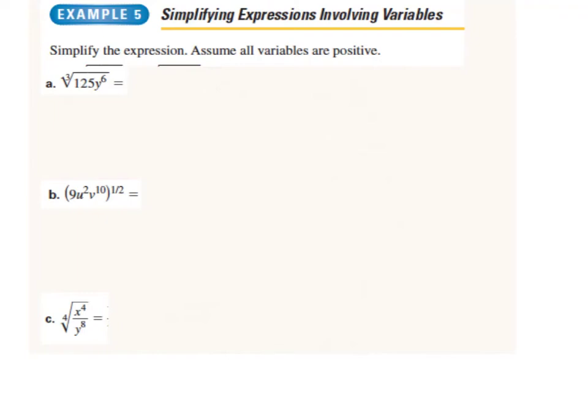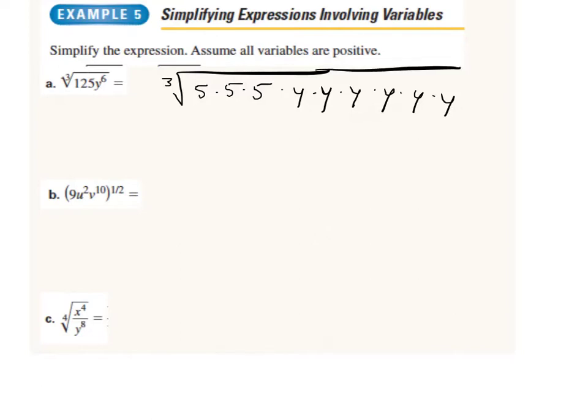All right, here we need to simplify the expression, so it's all about counting the factors. I've got the cube root of 125 y to the 6th. So what I've really got is the cube root of 5 times 5 times 5, which is 125, times y times y times y times y times y times y. That's what y to the 6th means. So I look to see how many groups of each thing I can pull out.